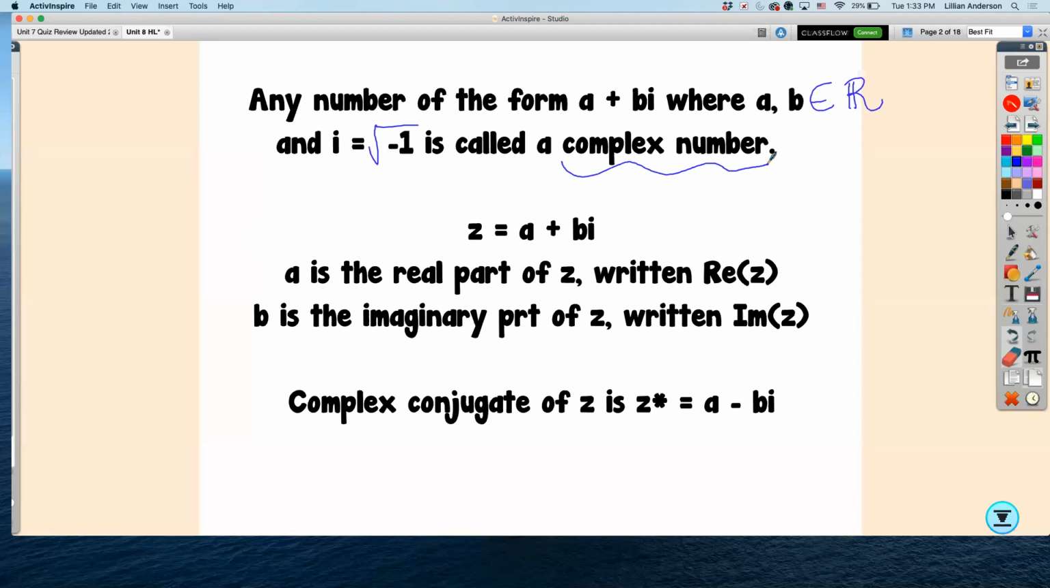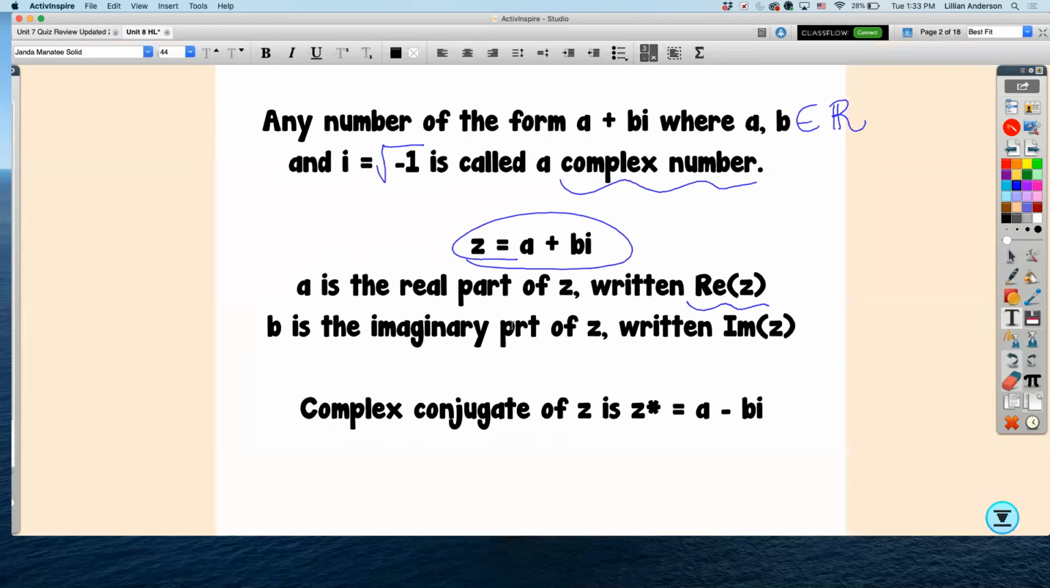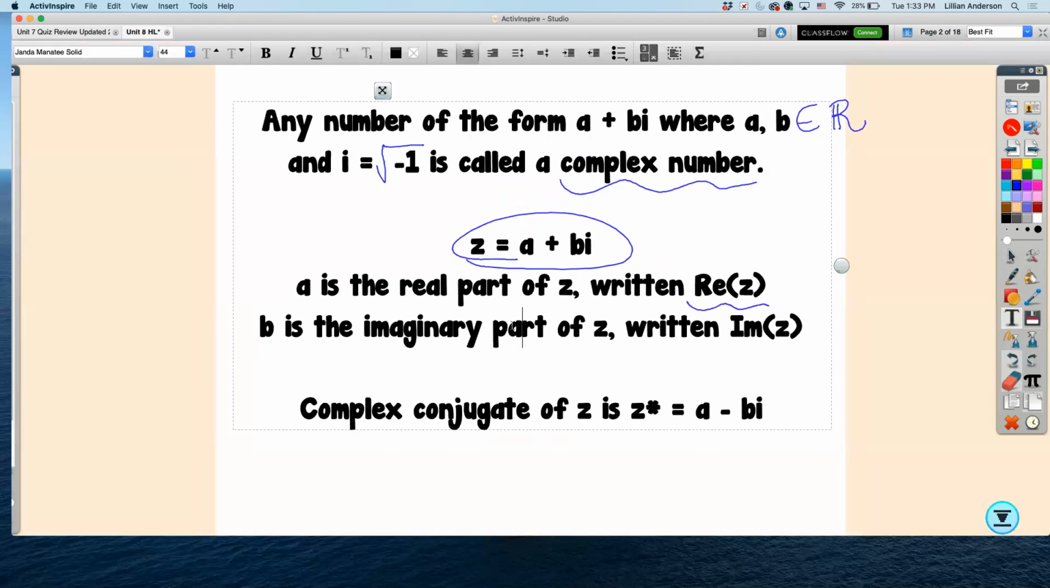But the general form of any complex number is written as z equals a plus bi, where a is the real part of z, sometimes written as Re(z), and b is the imaginary part of z, which is written as Im(z). Okay, so these are different types of notations in which you can see this complex number written.